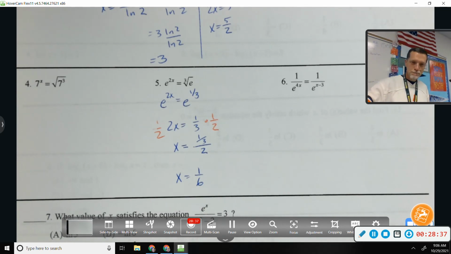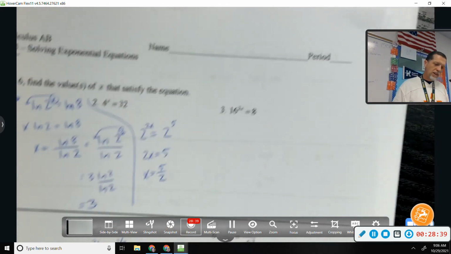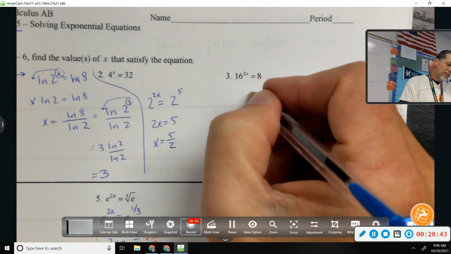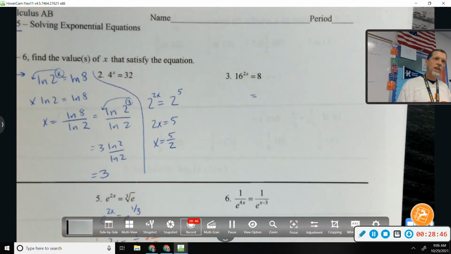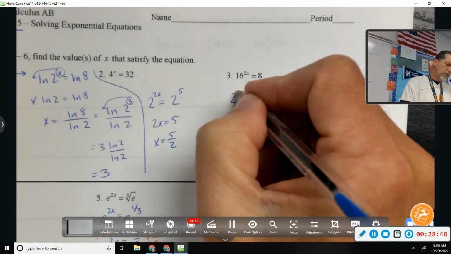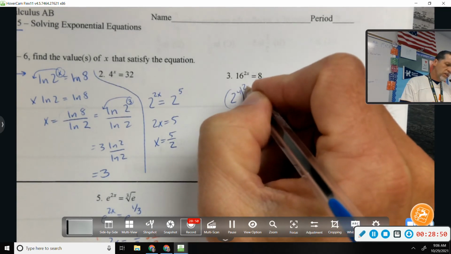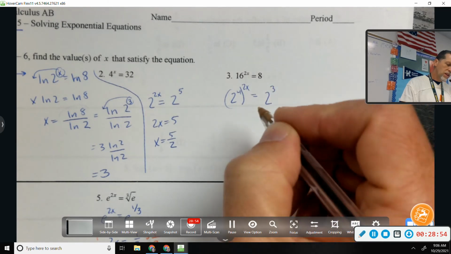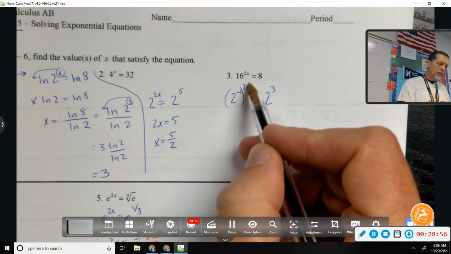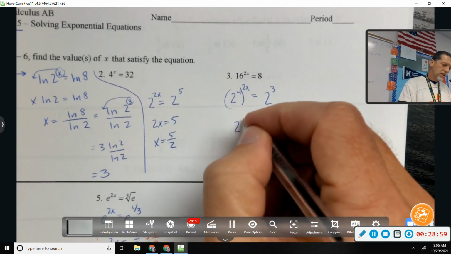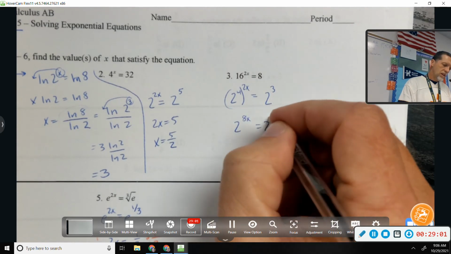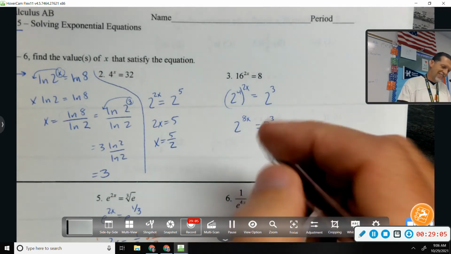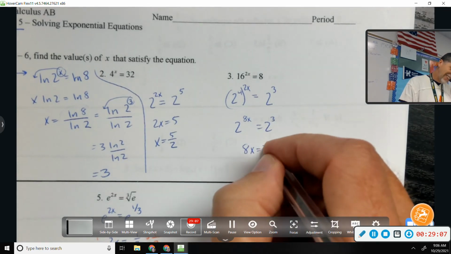Mr. Wolf, did you do number 3? Number 3. So how could I rewrite 16? 2 to the 4th, to the 2x. And we already said 8 is 2 cubed. You just keep everything. What do I do next? Multiply. Delete the 2's. 8x equals 3. Delete that 2.